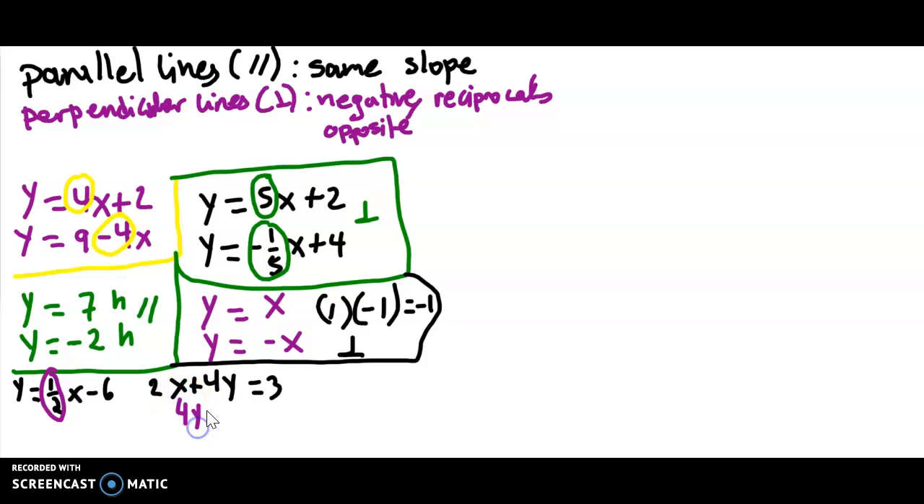So I'm doing the process right now. I will take the 2x over, so it's going to be negative 2x. The 3 stays there, so it's still positive. And I have to divide everything by 4. So if I clean that up, I'm just going to write it right here. I should have y equals negative 1/2 x plus 3/4.